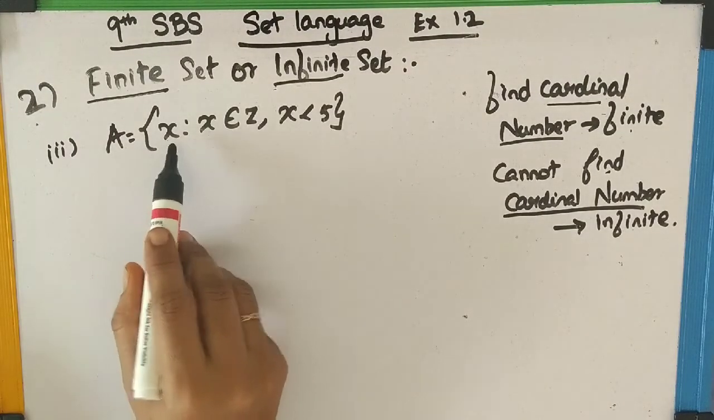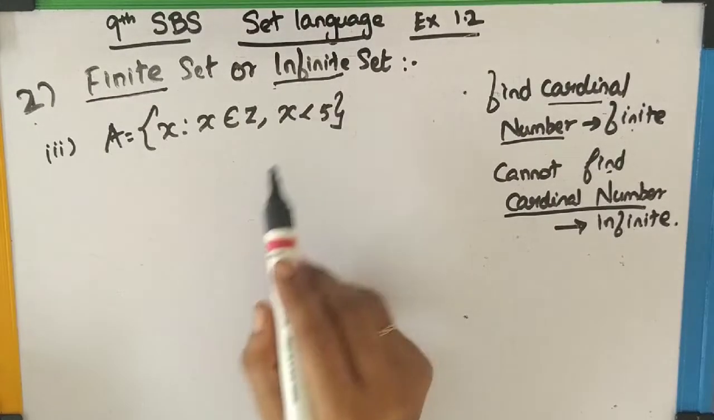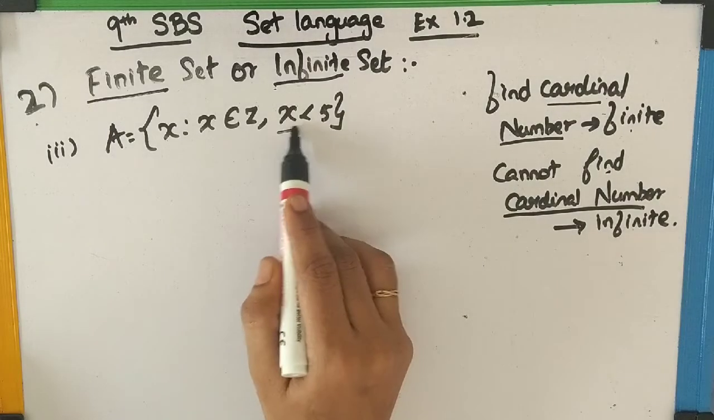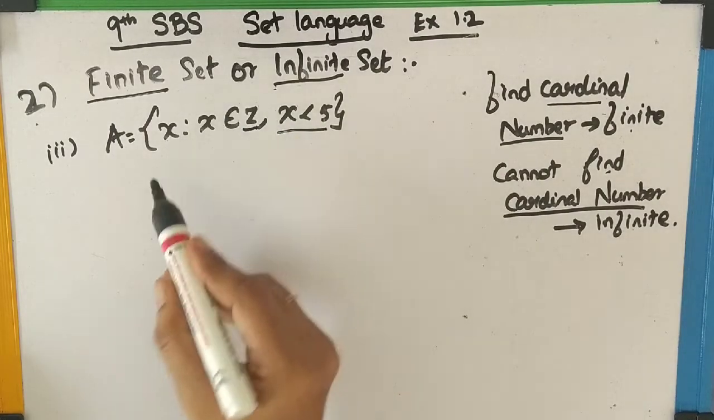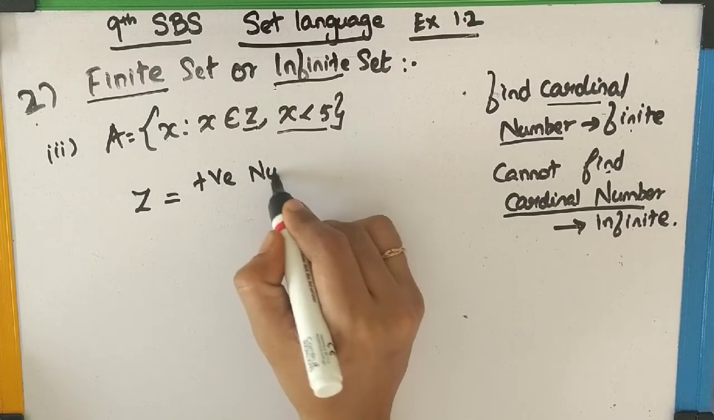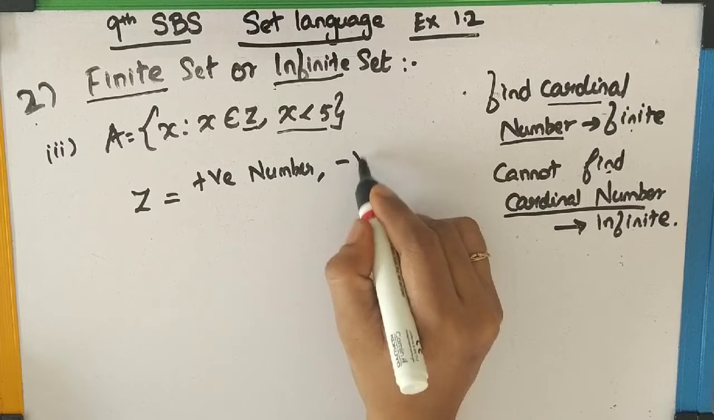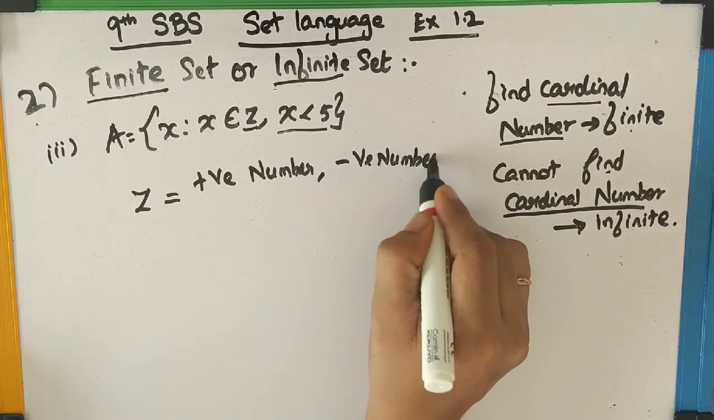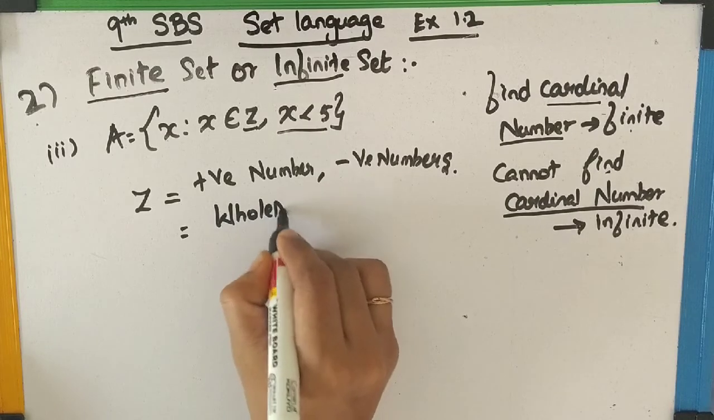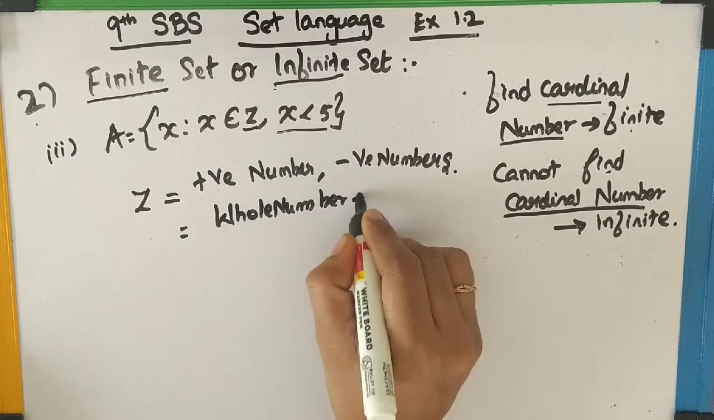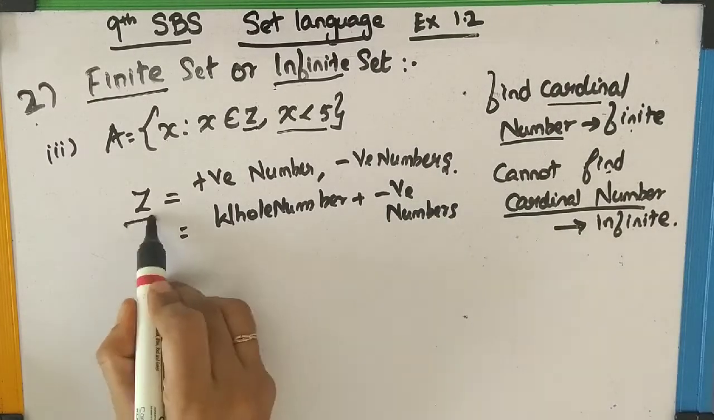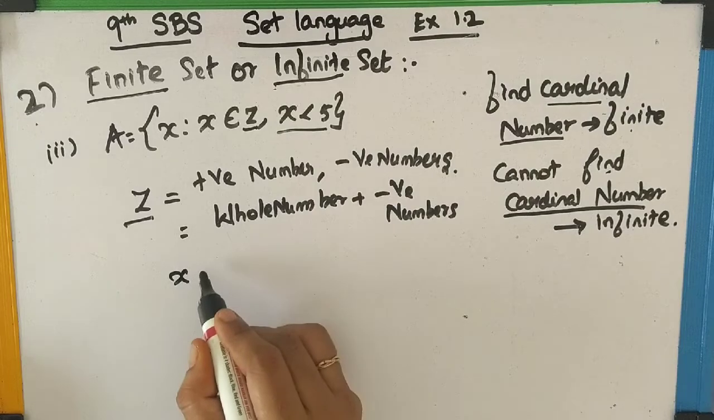Here, A is equal to the set of x, where x is an element of Z and x is less than 5. Now, x is an element of Z, that is an element of integers, and x is less than 5. What is an integer? Integer is the collection of both positive numbers as well as negative numbers. In other terms, you can say integers are the whole numbers plus negative numbers. That is, if negative numbers are added to the group of whole numbers, then the total group becomes the integers.